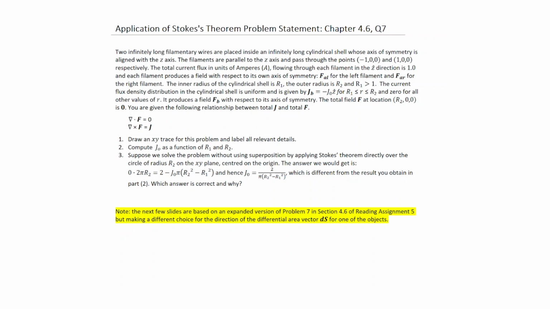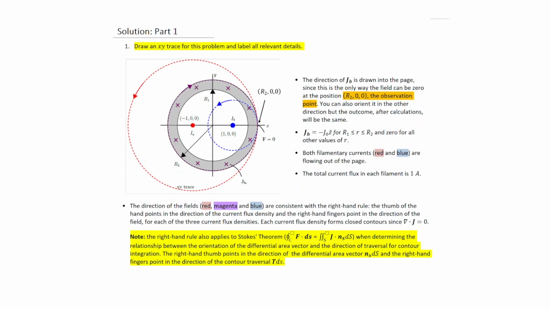So the next few slides are based on an expanded version of problem 7 in section 4.6 of reading assignment 5, but making a different choice for the direction of the differential area vector ds for one of the objects. All right, so here basically now is question 1, and it asks you to draw an XY trace for the problem and label all relevant details. And so that's essentially what I've done here.